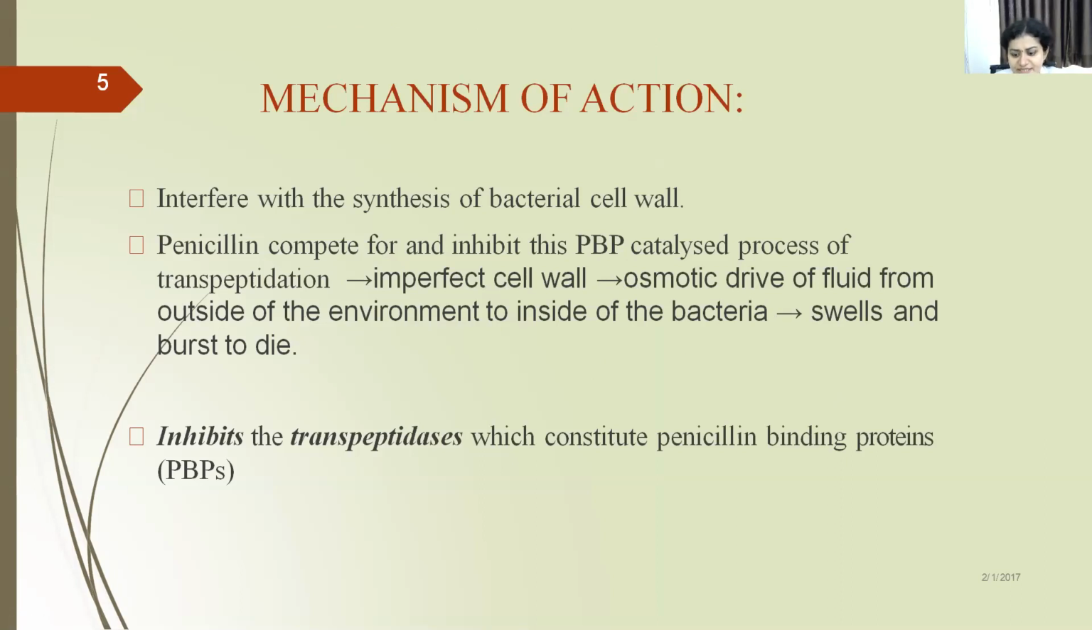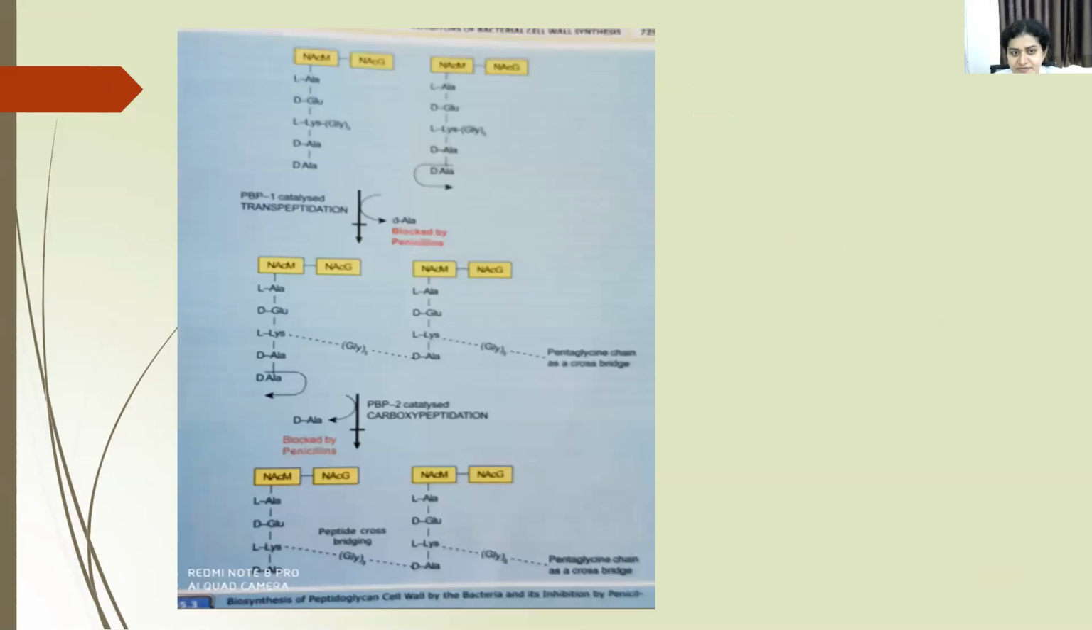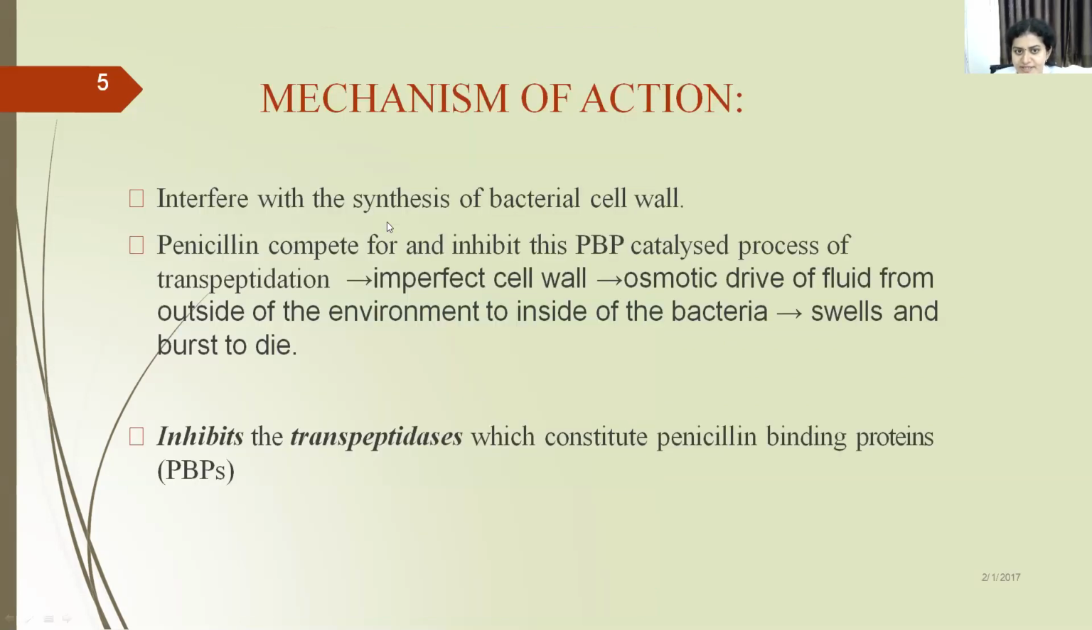How does it kill? It competes and inhibits the penicillin binding protein catalyzed transpeptidation process. As a result, there will be imperfect bacterial cell wall formation, and because of this imperfect cell wall, the osmotic drive of fluid occurs from the outside environment to the inside of the bacteria, and the bacteria gets swollen and bursts to die. So the main point is that it inhibits the transpeptidases which constitute the penicillin binding proteins.